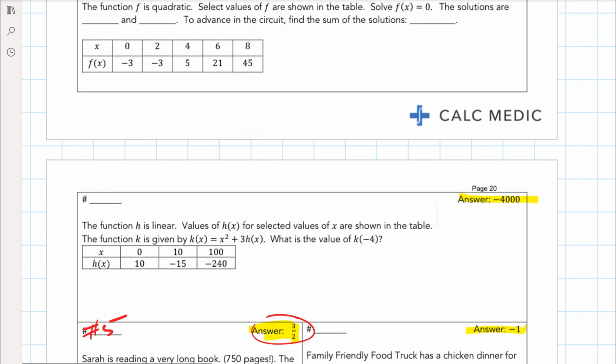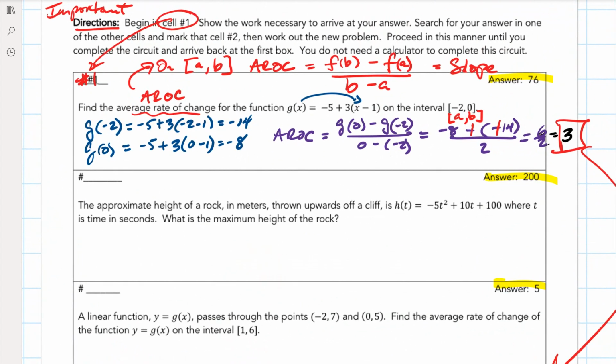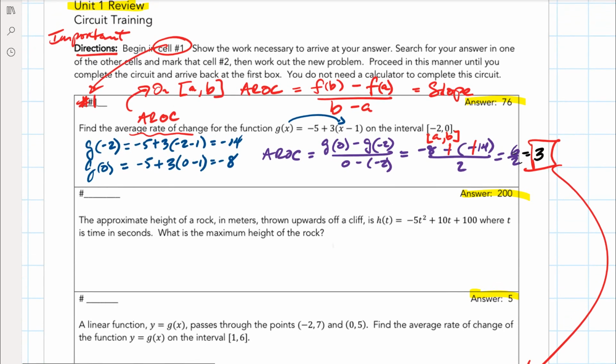And then if you do it correctly, and if you keep on going, your last question that you solve should be 76, and then it gets you back to number 1, and you complete the circuit. Okay, remember, you do not need a calculator to complete this, but it might help you out here and there. Use it when necessary. But when I did it, I didn't need a calculator. All right, this will get you started.